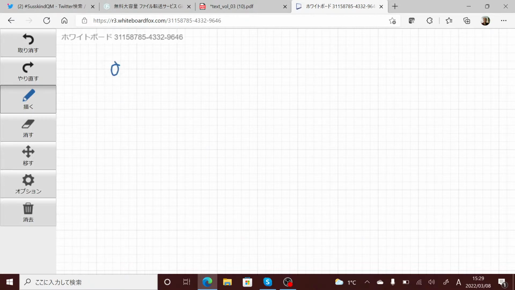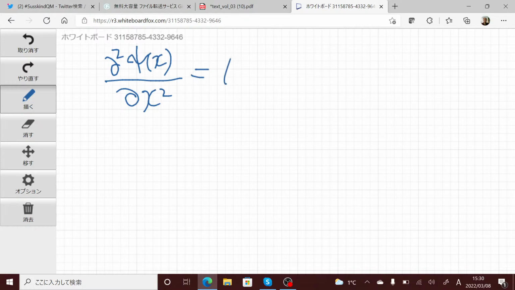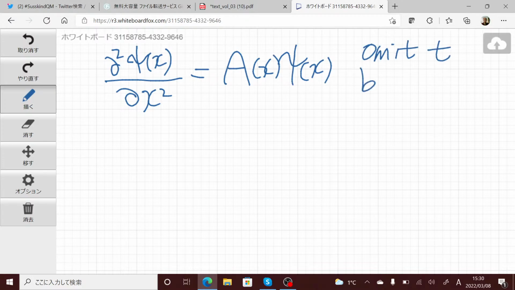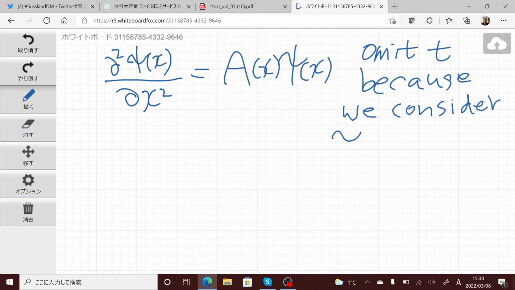The equation we have to solve is the following. We have the second derivative of psi of x, partial squared psi over partial x squared, equal to a x psi of x. We omit the e, and we also omit t, because we consider psi of x, t at a given fixed time.